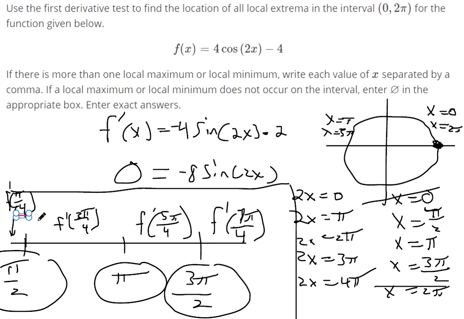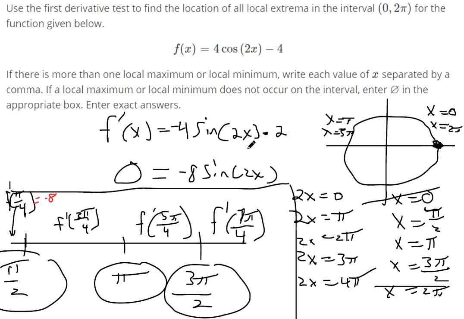So when you plug pi over 4 into the derivative, pi over 4 times 2 gives you pi over 2. Pi over 2 lands you here in the unit circle. That value is 1. So this is 1 times negative 8. We get negative 8 for that first derivative.